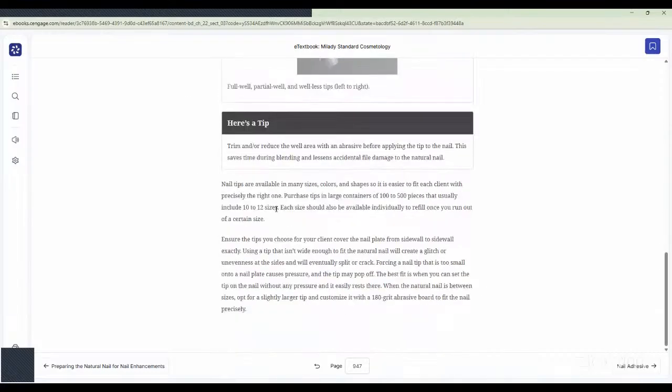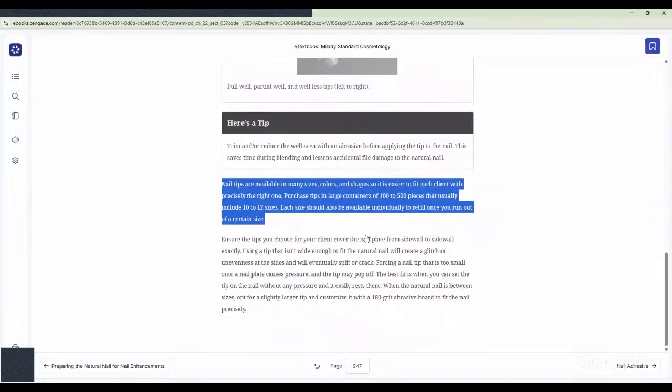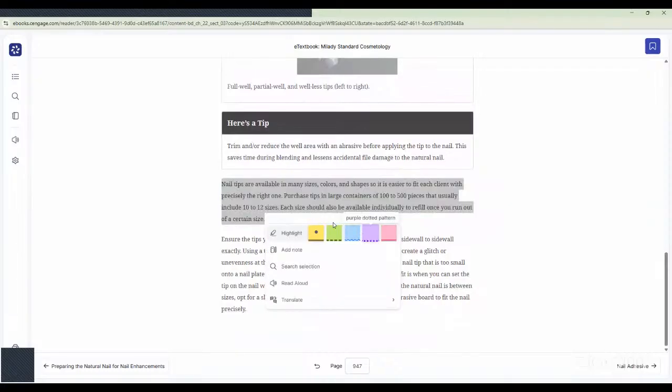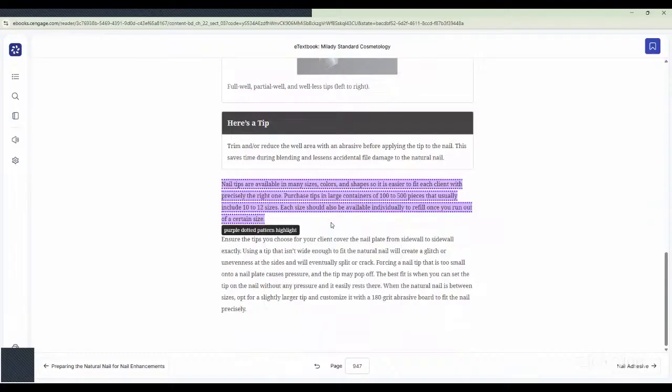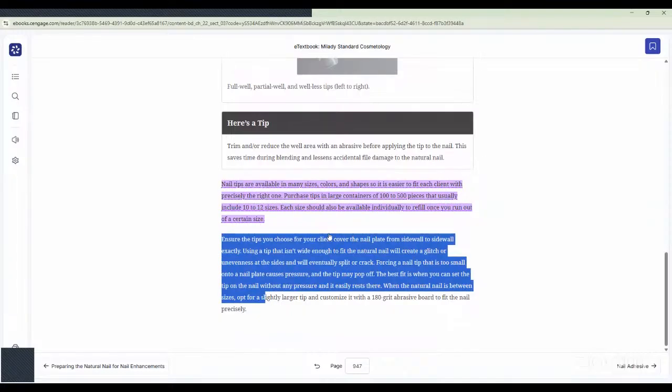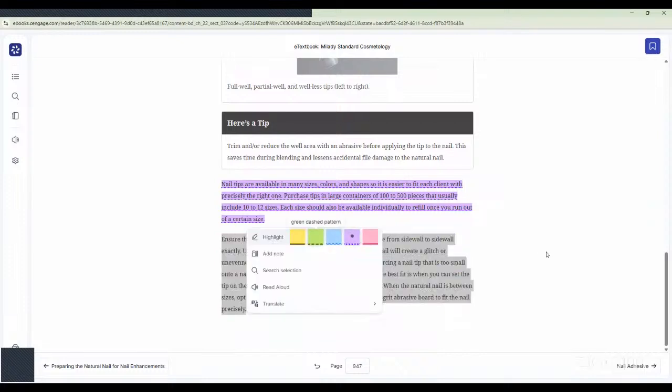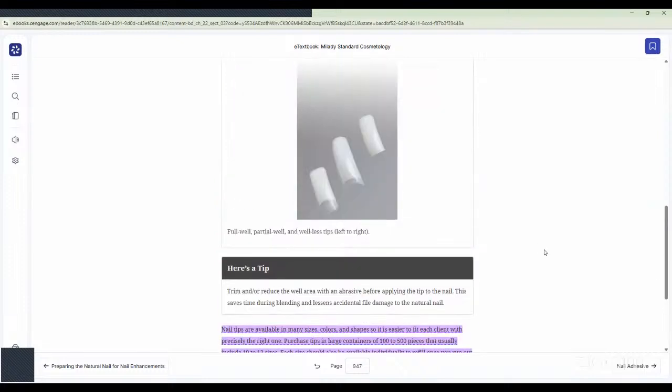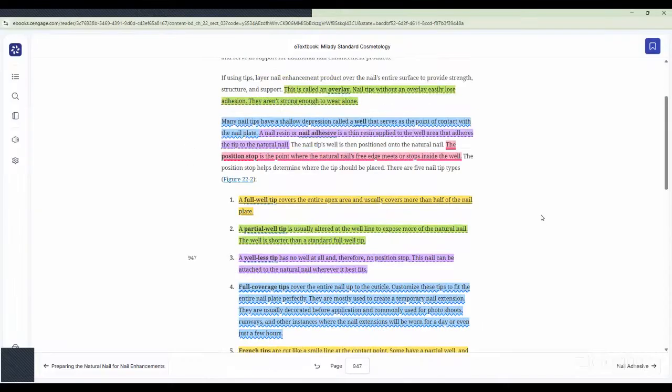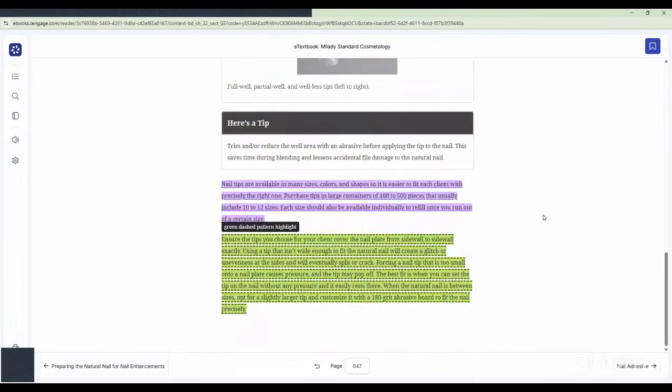Since nail tips are available in many sizes and colors, you can find them in kits of 100 to 500. They can include sizes up to 12. So big hands, big fingers, don't worry about it. Some salons will keep just the average on hand, but if you go to them all the time, they know exactly what you're going to use.